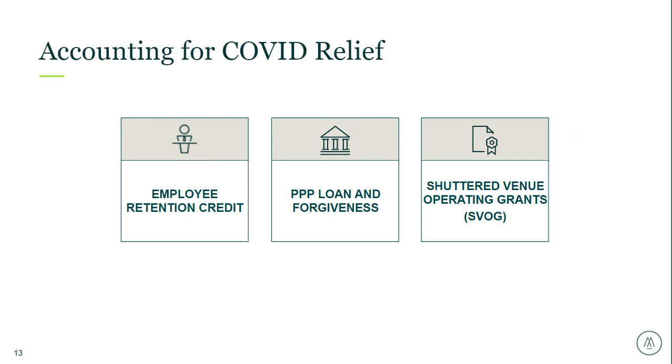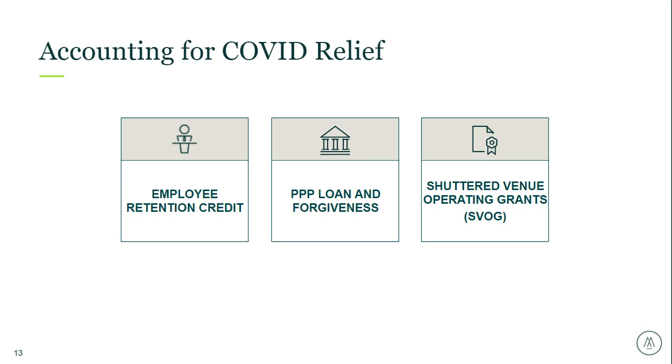Accounting for COVID relief. So today we're going to focus on really the three areas you see on the slide: employee retention credit, PPP loan and forgiveness, and then shuttered venue operating grant. There's a lot of other COVID relief that applies to nonprofits out there. HEERF for higher education institutions, PRF for healthcare entities or healthcare related entities. But today we're just going to focus on three, as you see on the slide in front of you.